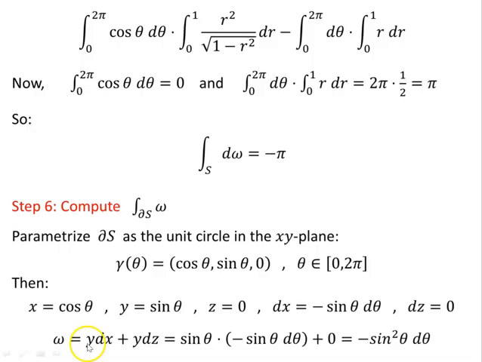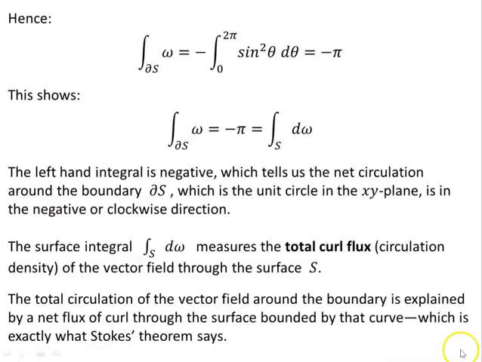So we get omega as y dx plus y dz, remember, our one form, and that becomes sine theta times dx, plus here y is sine theta times dz, which is 0. Remember, we're at z equals 0 because we're in the xy plane. So we get minus sine squared theta d theta. Very good. And then the integral of omega around the boundary is minus the integral from 0 to 2 pi of sine squared theta d theta. If you plug that into some calculus software, you'll end up with minus pi.